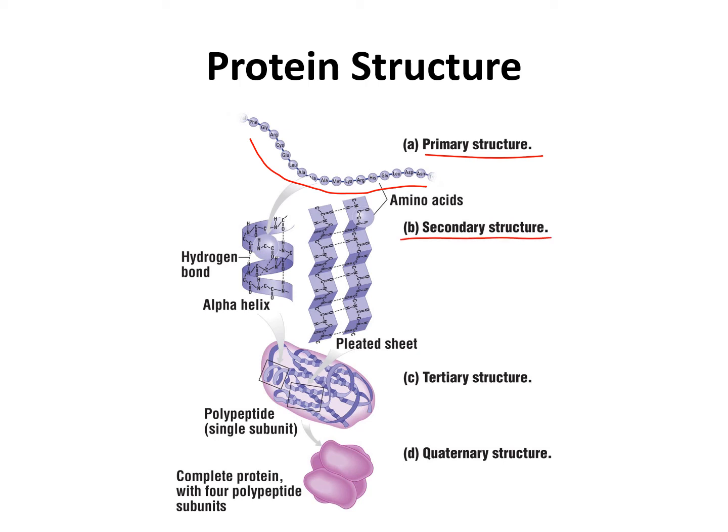Secondary structure is how that chain of amino acids starts to hydrogen bond with other amino acids in the chain, and 2 different basic shapes can be formed, an alpha helix and also a beta pleated sheet. The third level of structure is called tertiary structure, and this is how that whole chain folds in on itself to form a 3-dimensional structure. And the last level of structure is called quaternary structure, and that's how that polypeptide binds together with other polypeptides to form a functional protein.